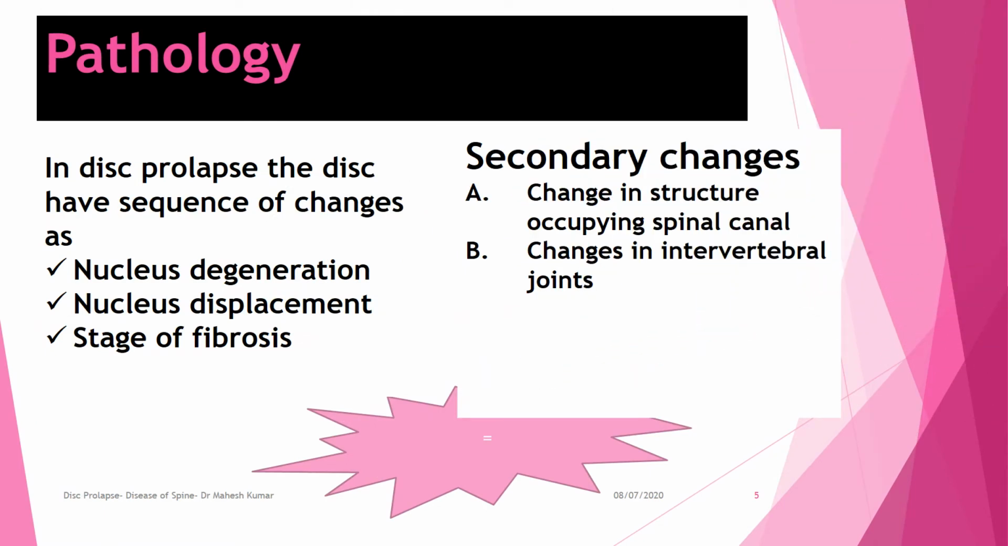In this prolapse the disc goes through a sequence of changes: nucleus degeneration, nucleus displacement, and the stage of fibrosis. The secondary changes include changes in the structures occupying the spinal canal and changes in the intervertebral joints. The stages in intervertebral disc prolapse include the stage of degeneration, that is no bulge, the stage of protrusion, where the intervertebral disc just has a bulge, and the stage of extrusion, that is bulged out but in contact. The stage of sequestration is bulged out with no contact, and lastly the stage of fibrosis is the repair stage.